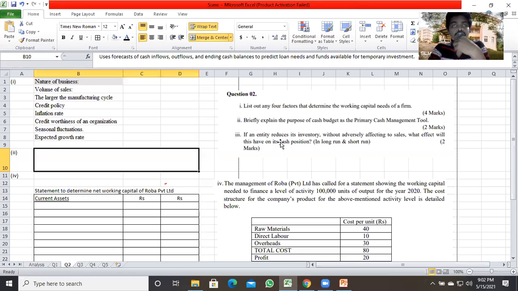For that, what can we do? What we can do is we can limit our expenses. Okay, we can request more credit period from the creditors.